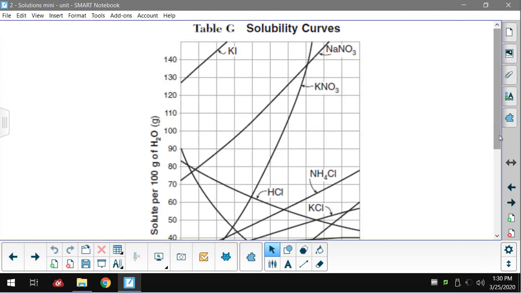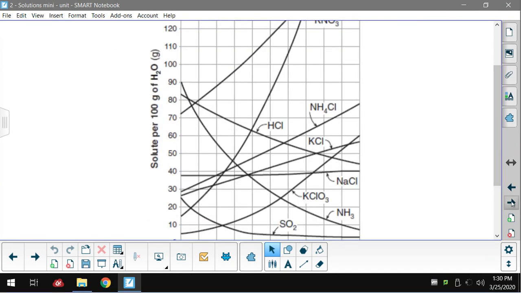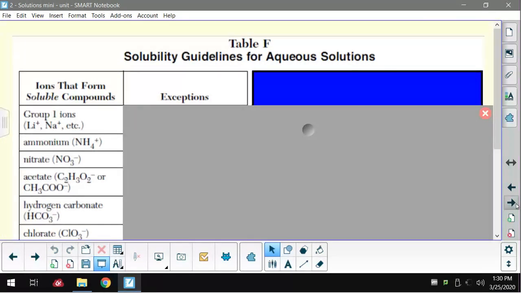Brings us back to table G, and then there's table F. It's pretty self-explanatory. Table F is tough because it talks about things in terms of solubility, and then it gives you exceptions, and there's two sides. So you have the left side here.